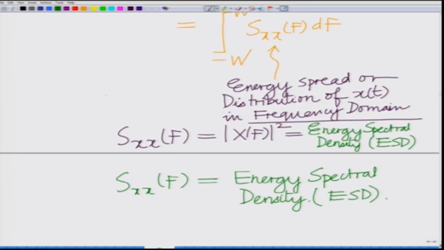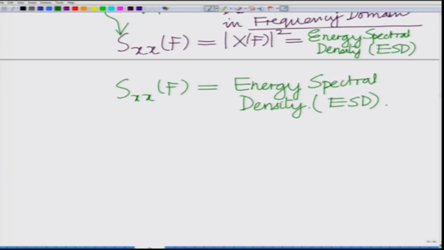Alright. So, this is the energy spectral density, and also observe another interesting property: this is magnitude X of f square. So, naturally this is greater than or equal to 0. The energy spectral density is non-negative, greater than or equal to 0 for all f. Energy spectral density is a non-negative quantity, alright.